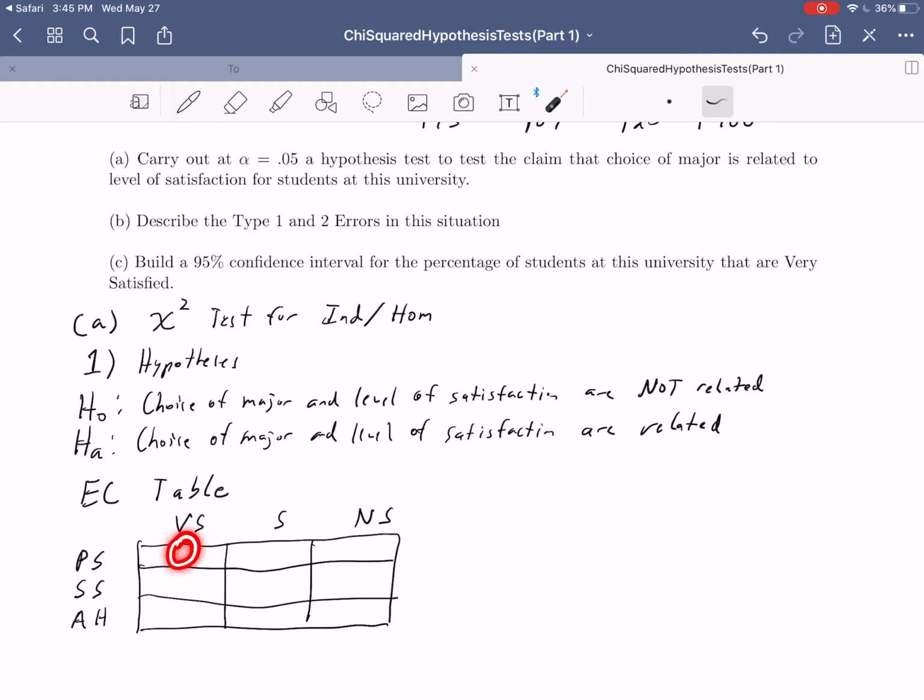How do we find each of these? Well, when you pick a position in your expected counts table, you want to use that formula of row total times column total divided by table total.